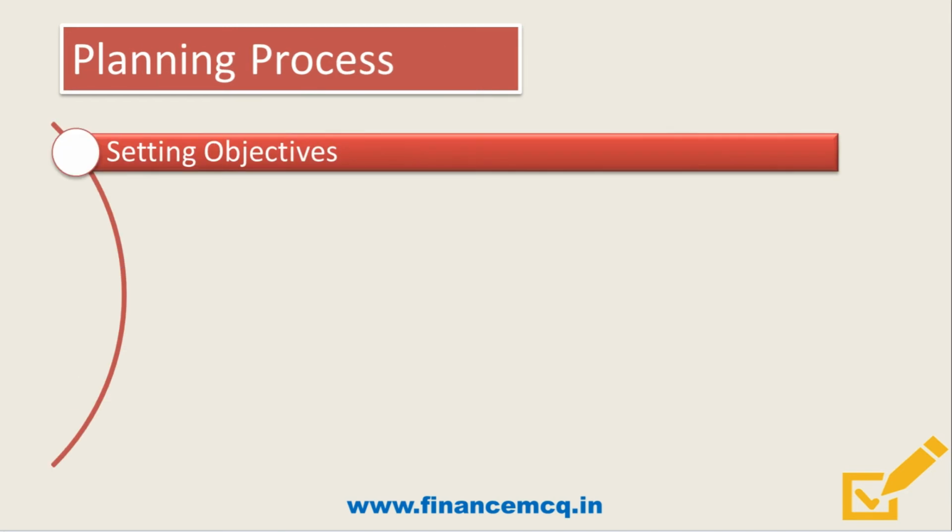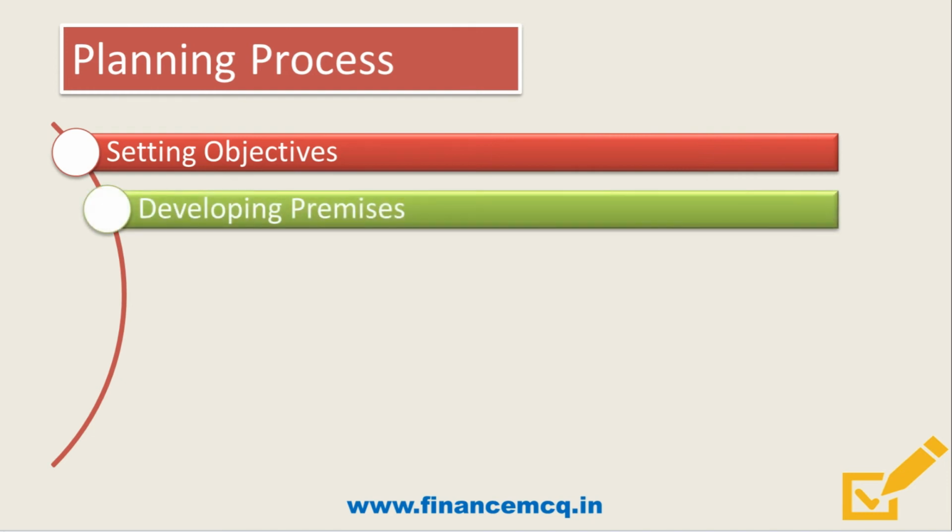Now the first step in the process is setting objectives. It is very important for an organization, before formulating a plan, to set the objective. That means what is the end result they are expecting. Next is developing premises. In order to achieve those objectives, an organization should see what premises it needs. Hence, it needs to develop the premises.